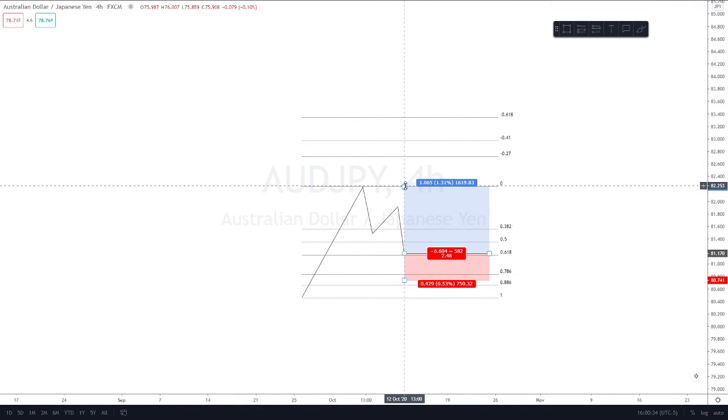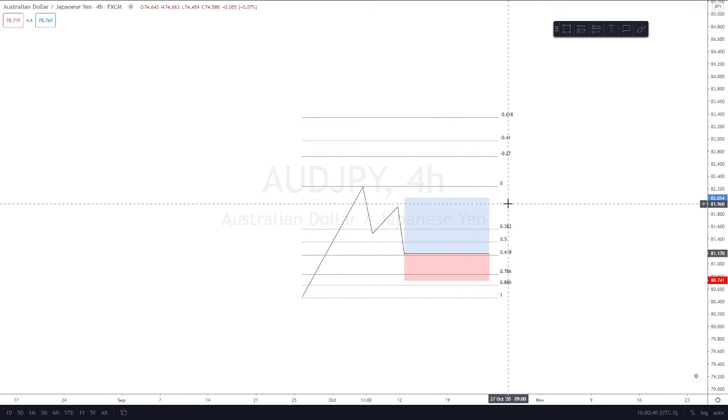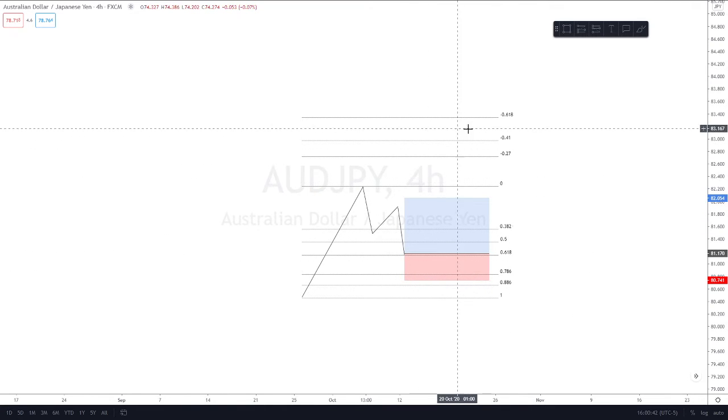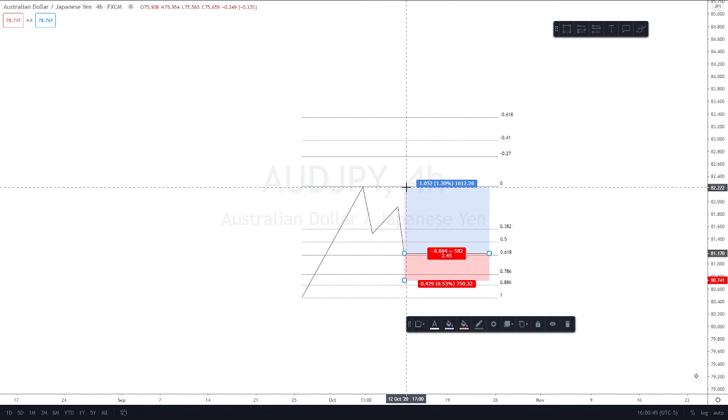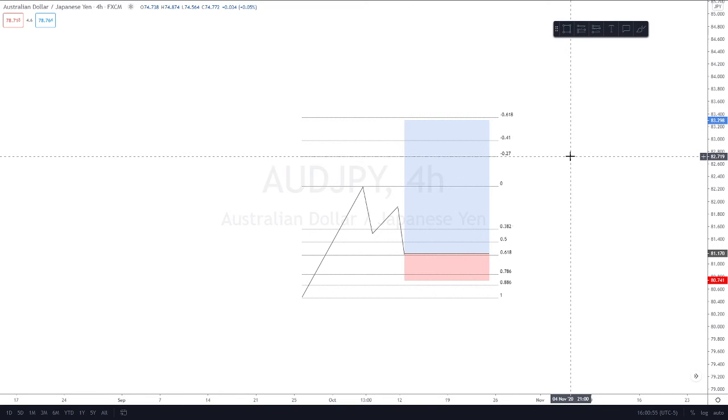Okay. Now, after we got our entry and we set our stop loss, what we're going to do now is look for a take profit, and we have 4 take profit areas. We have the 0, which is basically the high of the impulse. We have the negative 27, we have the negative 41, and we have the negative 61.8. Right? Those are all valid take profit levels, and you obviously want to be smart about it.